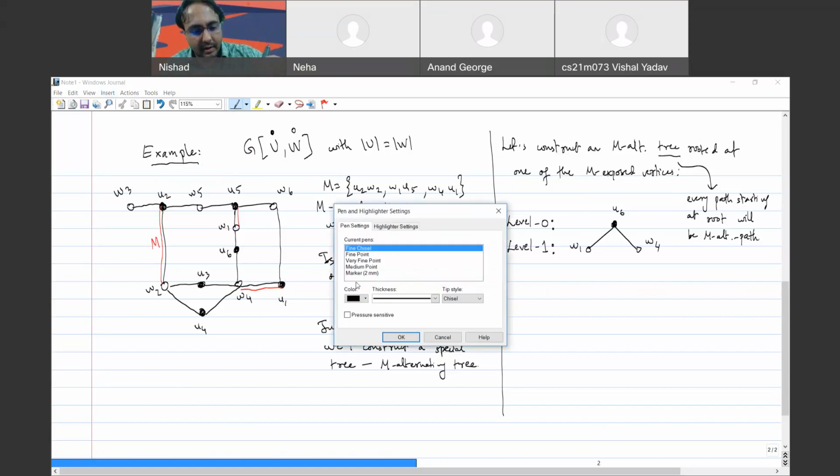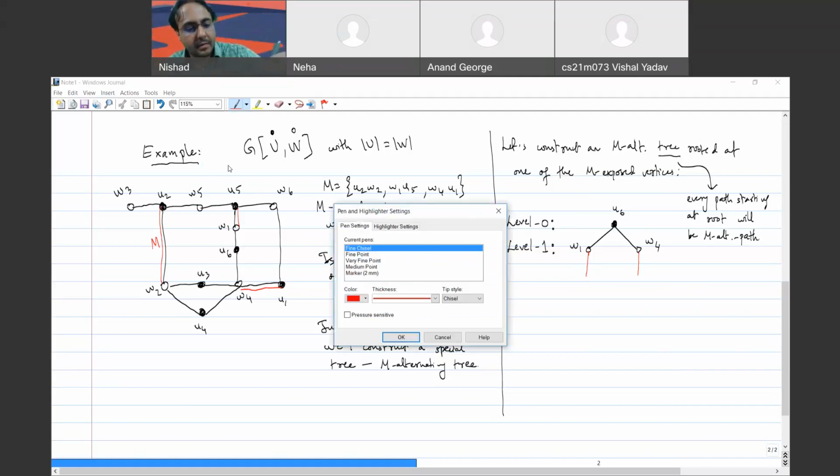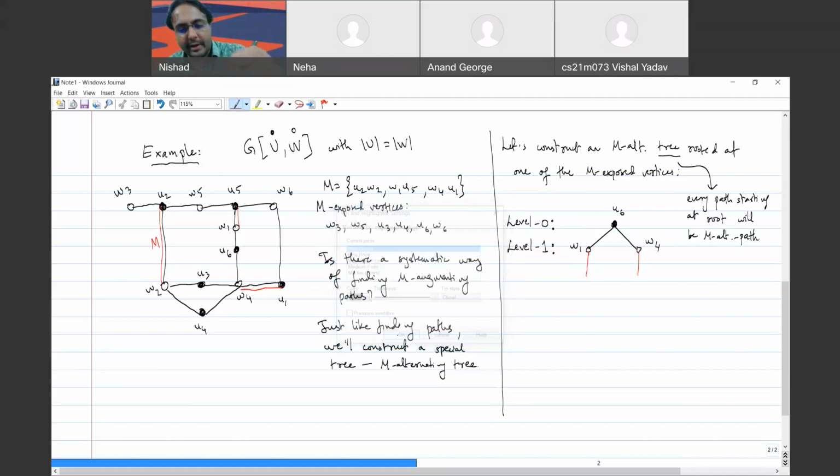Okay. So let me change the color here. And what are the matching edges? W1 goes to U5. Okay. And W4 goes to U1. Okay. I won't explore anything else. I will just explore the matching edges at this point. So this is U5 and this one is U1.